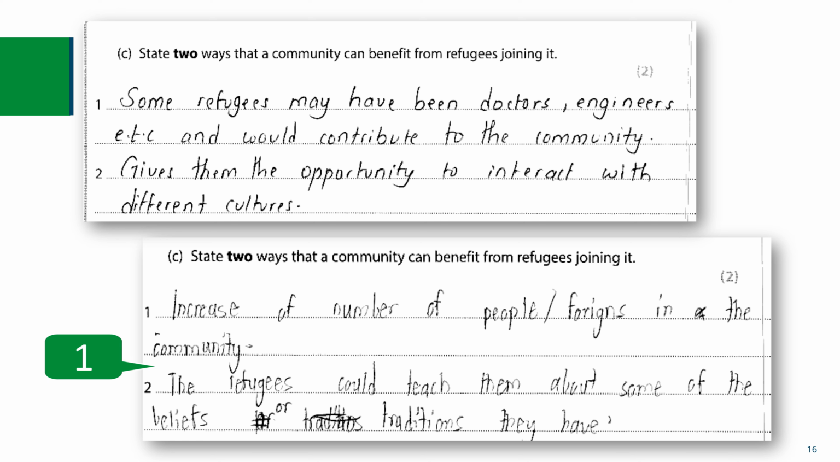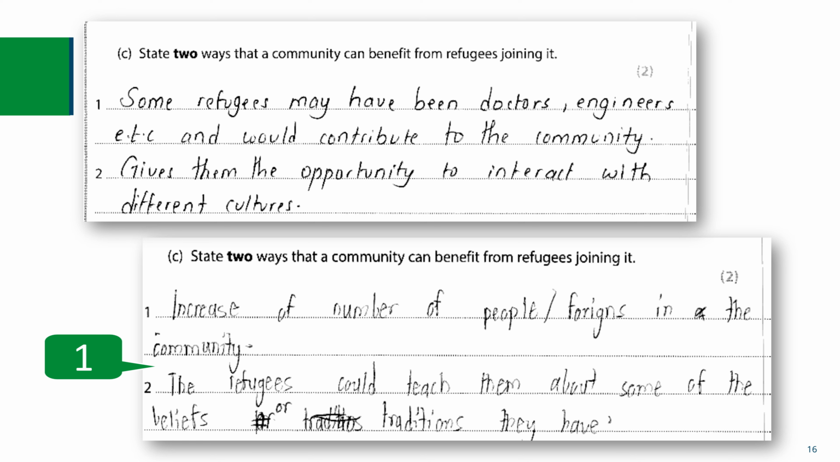This answer was awarded 1 mark. The first statement did not gain credit. The idea that more people is a benefit is not necessarily correct. In some contexts and some places, large numbers of people arriving can create challenges as well as benefits. So we would have wanted the student to state a specific benefit other than just more people.